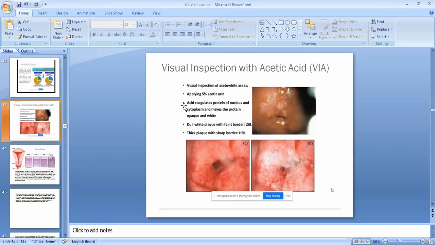What happens is that acid coagulates proteins of the nucleus and cytoplasm and thus makes the cells opaque. So that's why you can see the opaque cells and the dull white plaque with a faint border. If you cannot define the border of these white opaque plaques, then it is most probably LSIL. And if there is a thick plaque with a sharp border, probably this is HSIL.